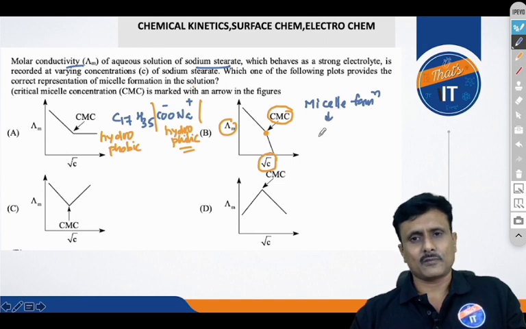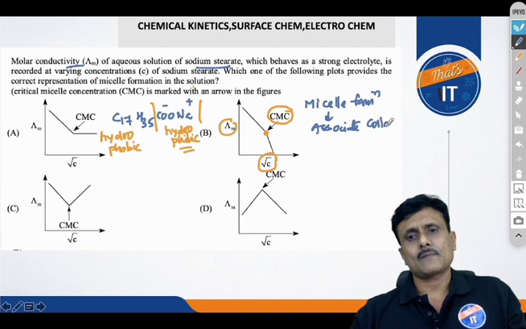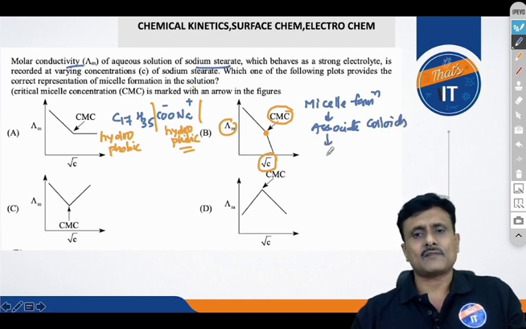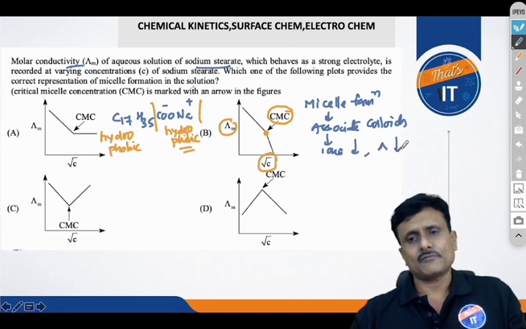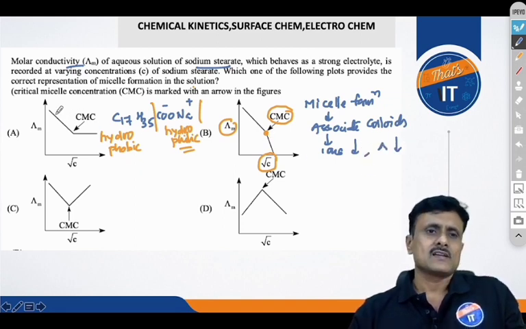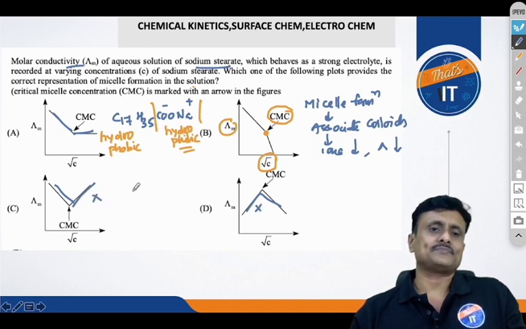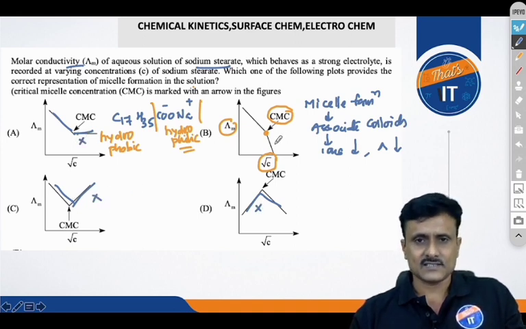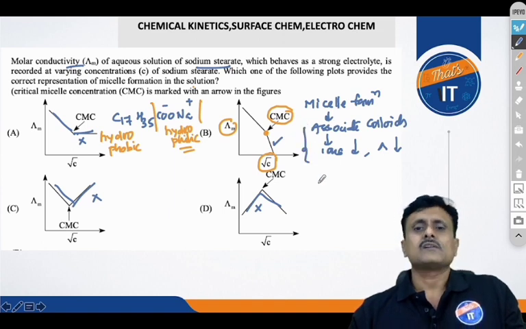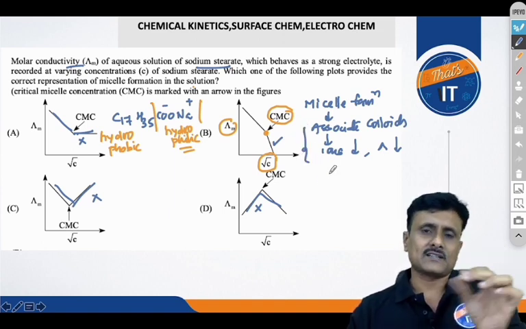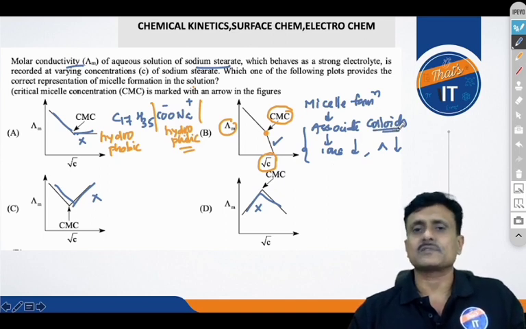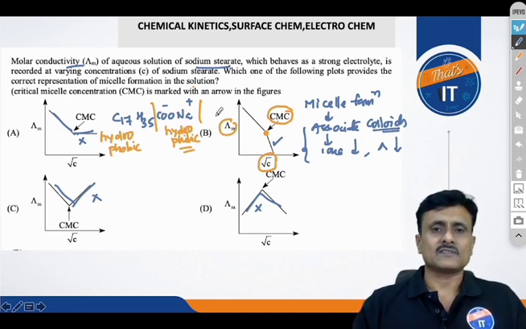That means this leads to the formation of the associative colloids. That means the number of ionic parts decreases and this lambda value further decreases abruptly. You can see that here it is decreasing and remaining constant, decreasing and then increasing, and there is no point that it will increase or remain constant. It will drastically fall down because the movement of the particles is further frozen because of the formation of the micelle. So this is the right answer for the question.